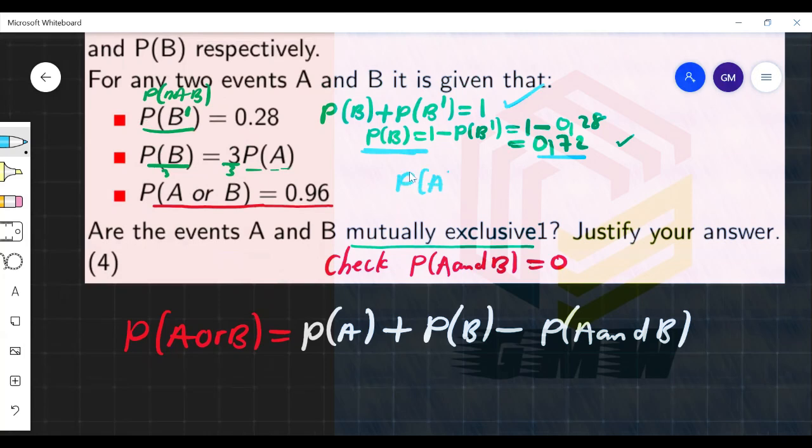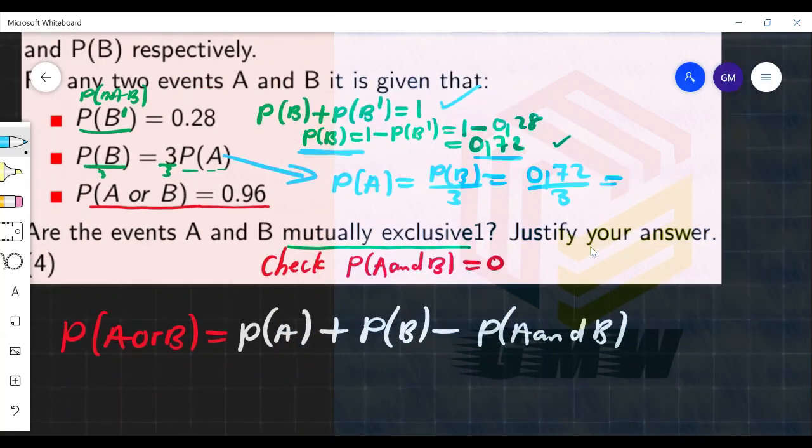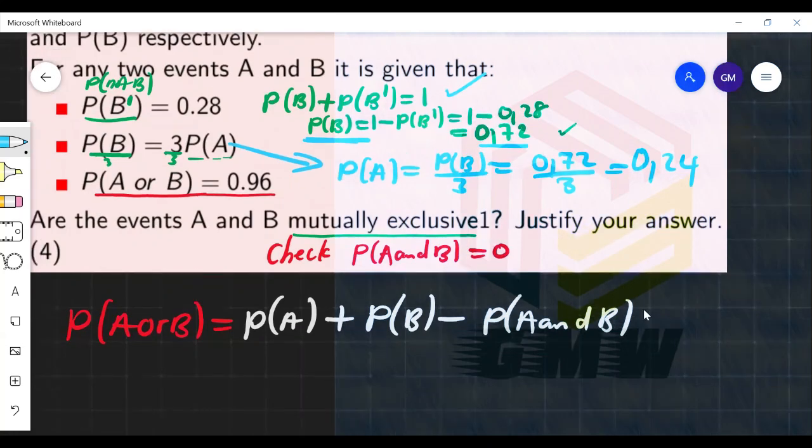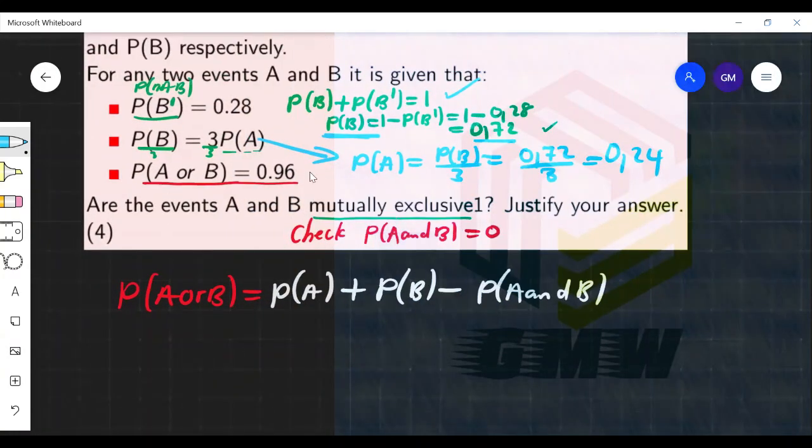So we want probability of A. We said it's probability of B divided by 3, which is 0.72 divided by 3. All of this you'll be doing on your answer book. What do you get if you divide? 0.24. Then after this we now have everything. Where there's probability of A or B, I'll put 0.96. Where there's probability of A, what do I put?